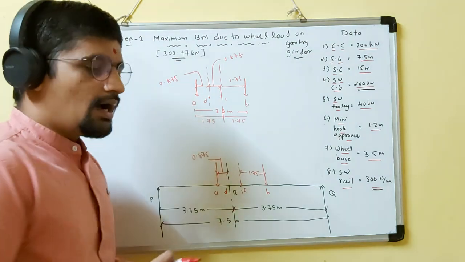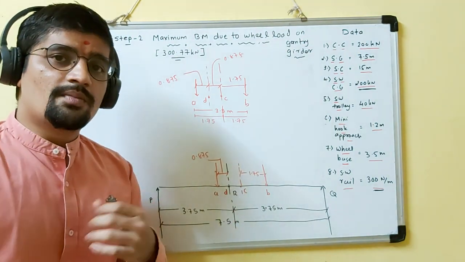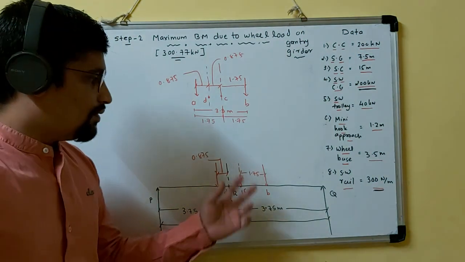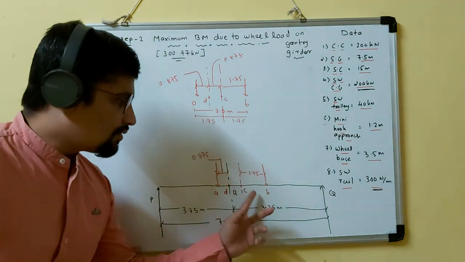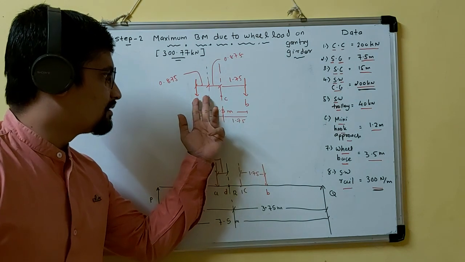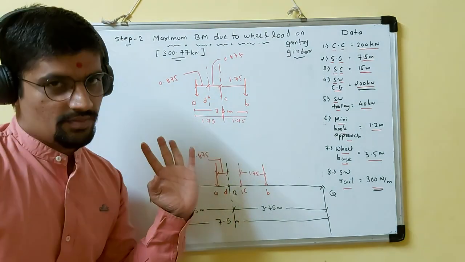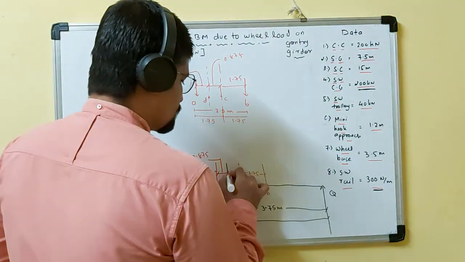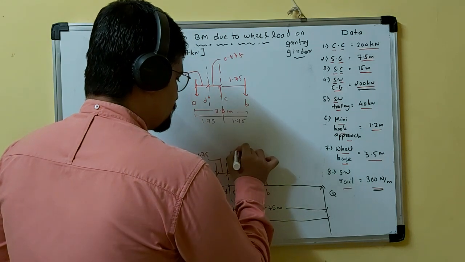जिस व्हील की वजह से आपको मैक्सिमम बेंडिंग मोमेंट चाहिए, उन दोनों के सेंटर को गैंट्री गर्डर के सेंटर पे रखने का, सेंटर को गैंट्री गर्डर के सेंटर पे रखने का. So this is also 0.875.